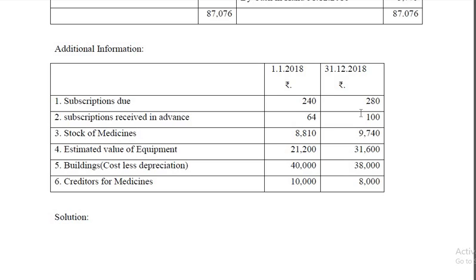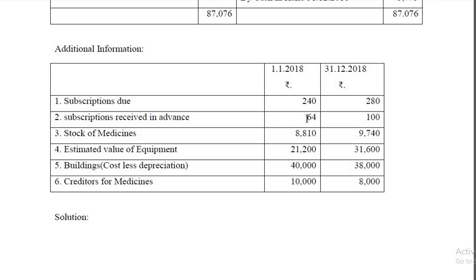And the next thing is, okay, that's about subscriptions. Let me repeat: 240 should be deducted from current year subscription because you have received this year, but it's relating to last year. The 280 is relating to the current year, you have not received it, so it should be added. And this will come to the closing balance sheet asset side. The 240 will come to the opening balance sheet asset side.